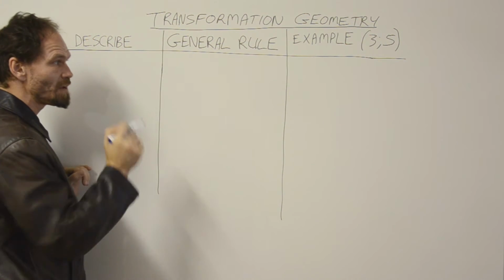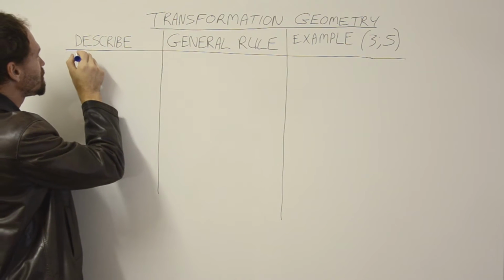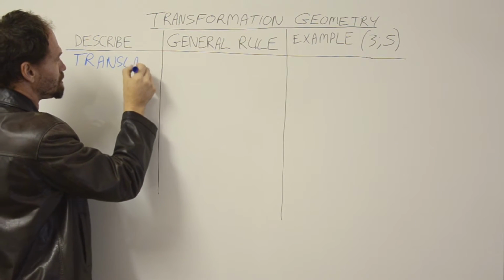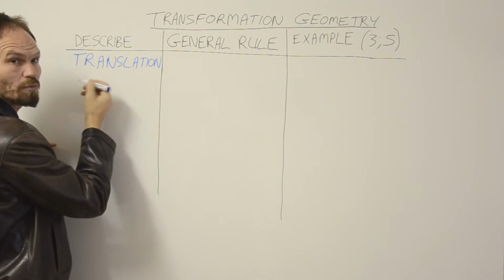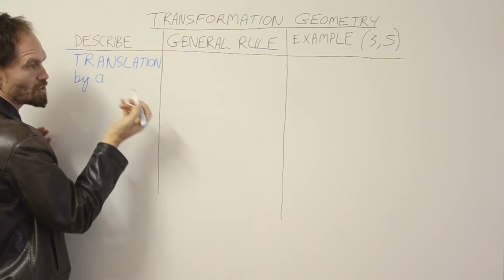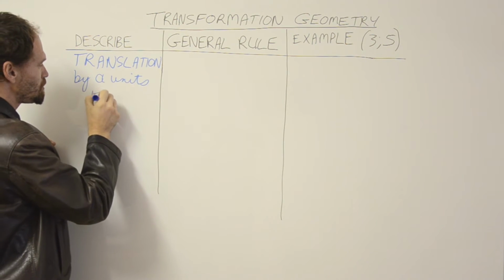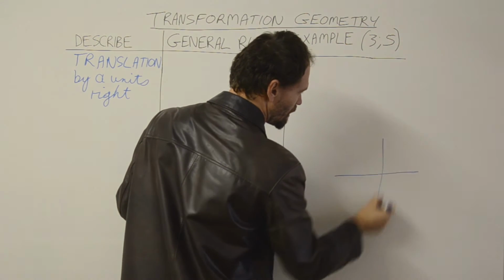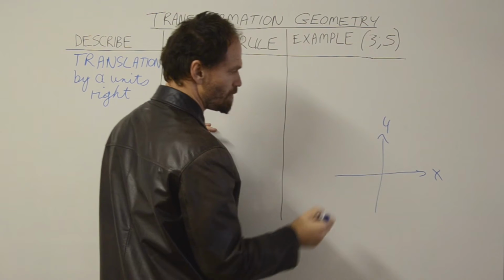First one we're looking at is just shifting a shape left, right or up and down, and that is called a translation, right? That's a translation, and we say the translation is by a certain amount of units. Let's call it A units, and I'm going to say to the right. That's our positive side on our X and Y axis, called the Cartesian plane, right?